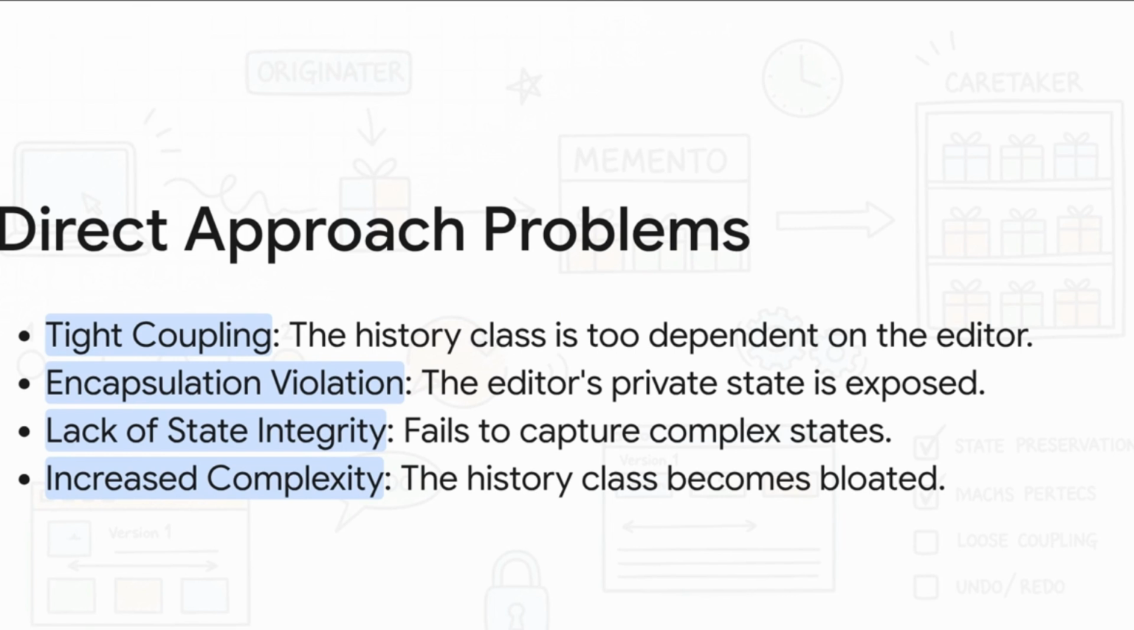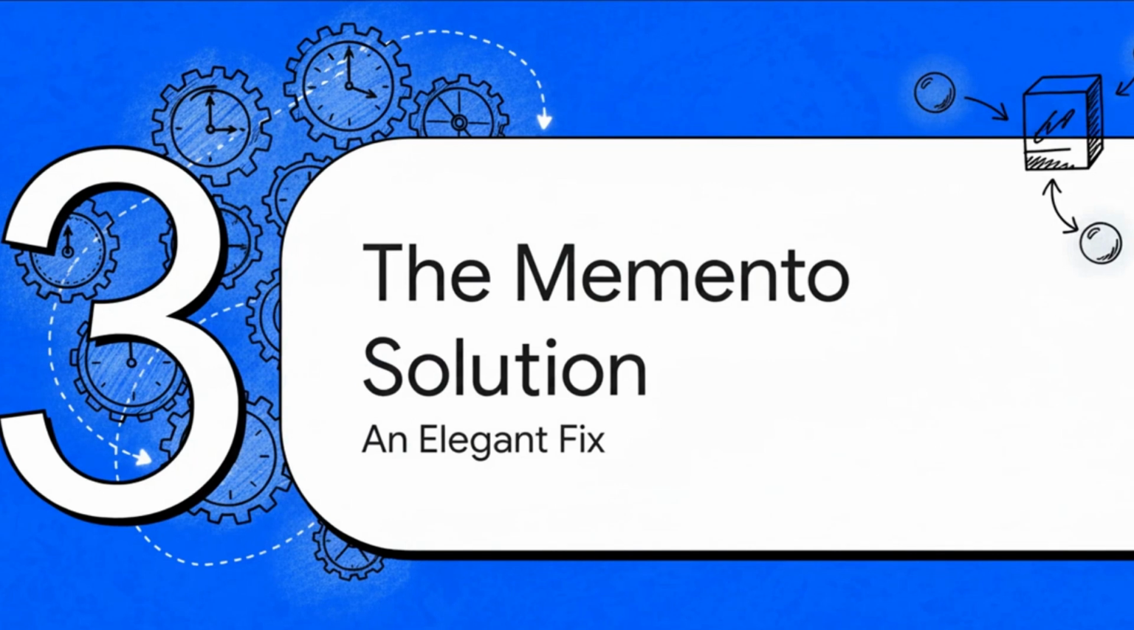Second, this is a huge encapsulation violation. You want your objects to be like black boxes, managing their own stuff internally. This approach just blows the box wide open. Third, there's a lack of state integrity. What if the editor's state was more than just text? What about the font size, the color, the cursor position? Our simple string history can't capture any of that. And finally, all this leads to increased complexity. Suddenly, our history class is doing things it was never meant to, and it becomes this bloated, hard-to-maintain piece of code. Okay, so how do we fix this mess?